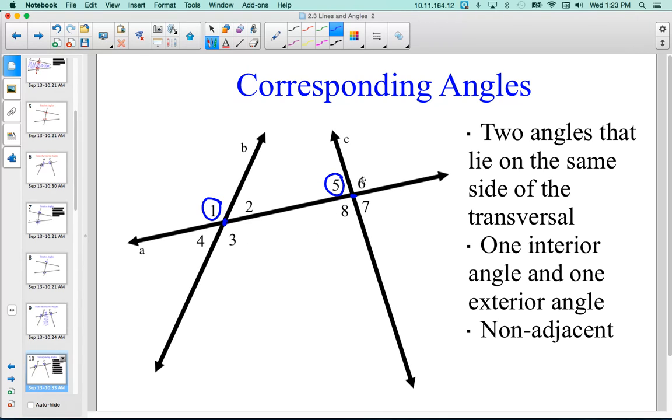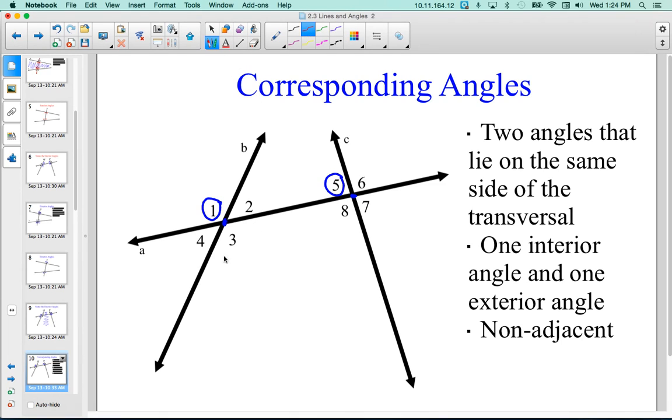Okay, because 6, we could say 6 would work. It's on the same side. We have the interior 5, the exterior 6, but 6 and 5 are adjacent. All right, so that wouldn't fit. We need the non-adjacent one, which is why we have to look at the angles that are located at different intersection points.